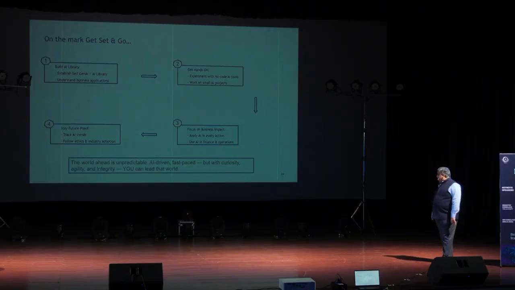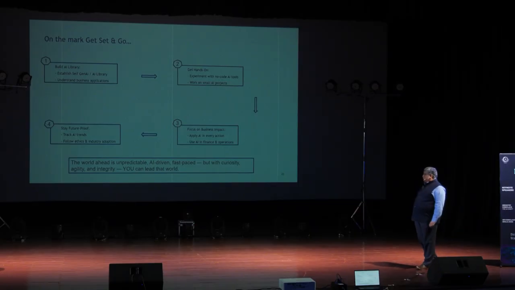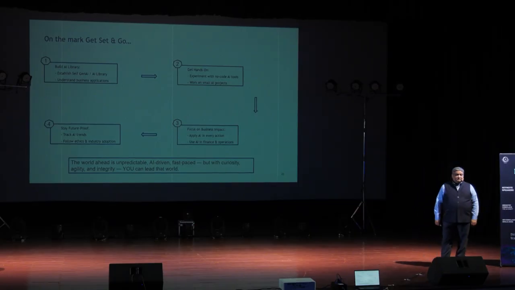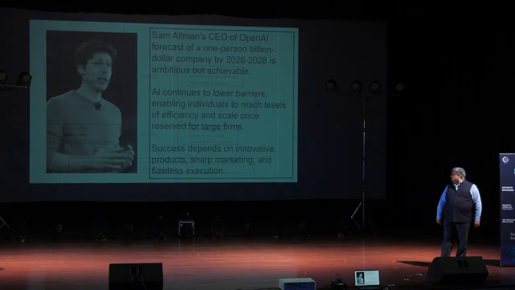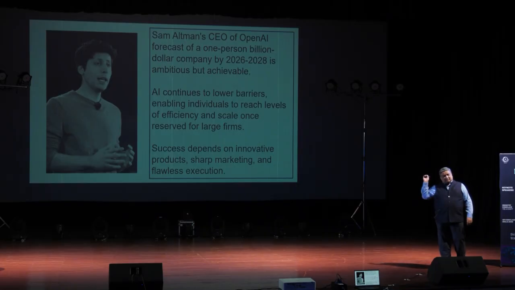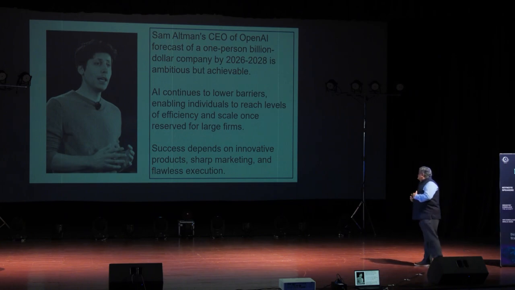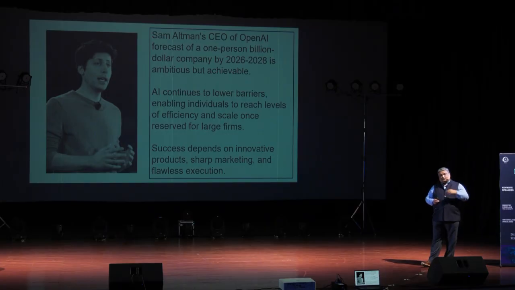The world ahead is unpredictable, AI-driven, fast-paced, but with curiosity, agility, and integrity, you can lead the world. Right? You know, has anybody heard this? A couple of days back, Sam Altman said that. Did anybody hear this? There'll be an OpenAI forecast of a $1 billion company by 2026 to 2028. Ambitious but achievable. Can it be one of you?